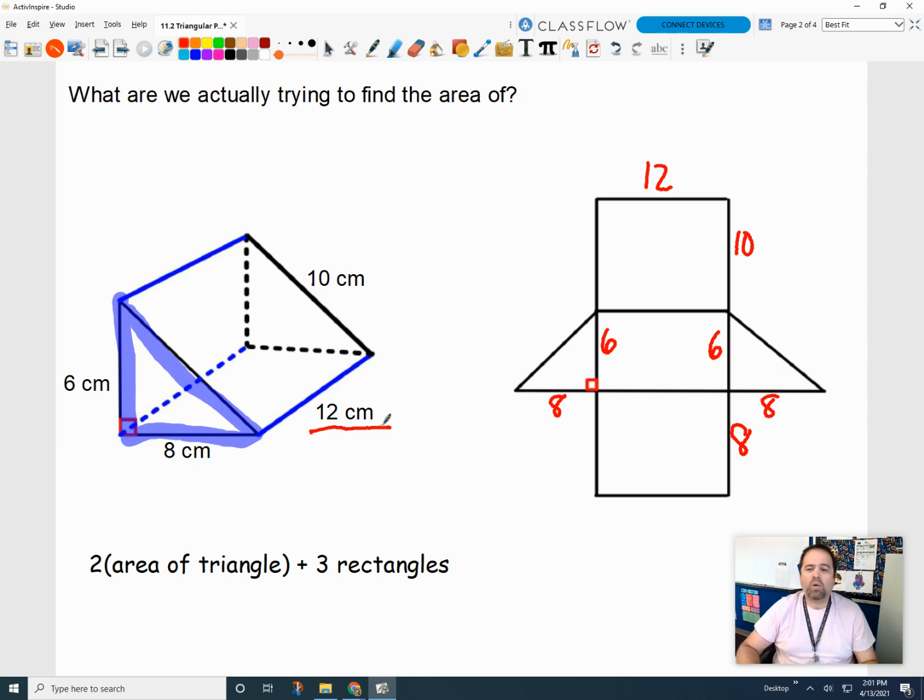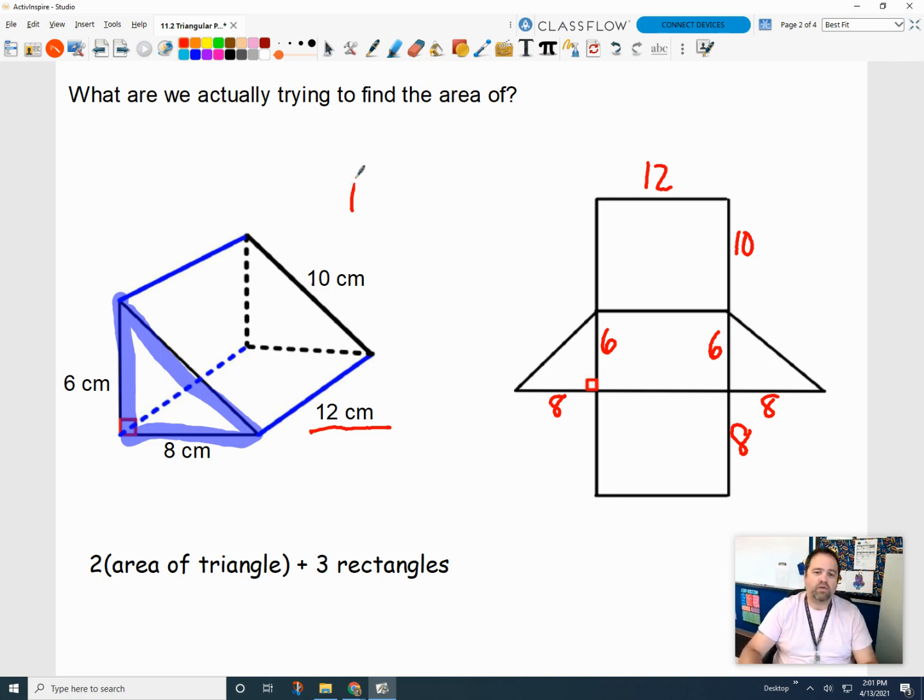Okay, so as far as the area, I'm trying to piece all these things together. I've got two triangles and three rectangles. So we're going to have to find those separate areas and piece them together. Now this is different from our rectangular prisms because when we did the rectangular ones, I had pairs of sides that were all the same. So I really had to do half as much work and then I doubled it. The triangular ones are a little bit different, but the good news is I have two identical triangles, so I don't have to find those separately.